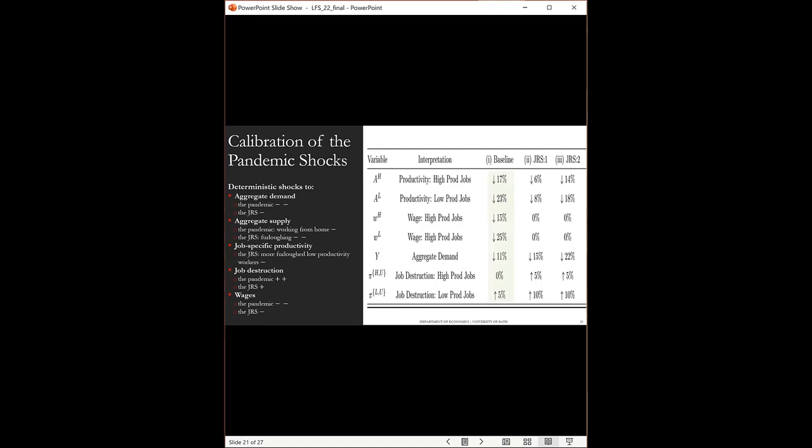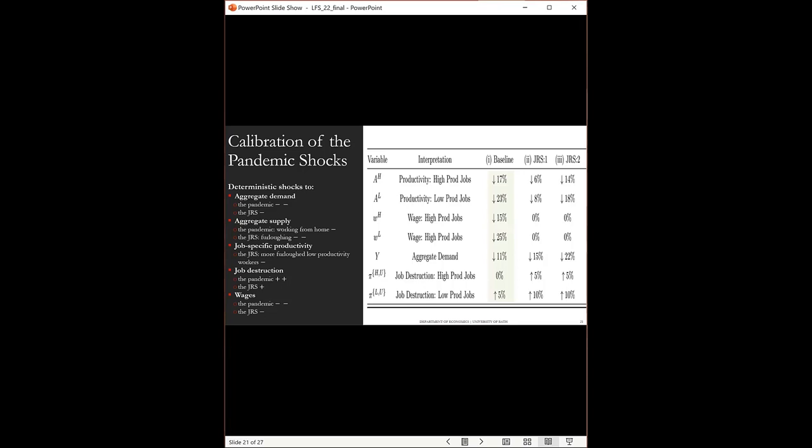So how we calibrated the pandemic shocks. We assume that the pandemic did induce a fall in aggregate demand, but we assume that the job retention scheme reduced that fall in aggregate demand. We assume that the pandemic would have brought on a fall in aggregate supply from social distancing, from working from home and so forth, but we assume that the job retention scheme would have worsened that negative impact because of furloughing. We also assume that because of furloughing, and the fact that some workers, especially those in low productivity employment, were more likely to be furloughed and furloughed for a longer period, we reflect that by an additional fall in productivity for the low SOC jobs.